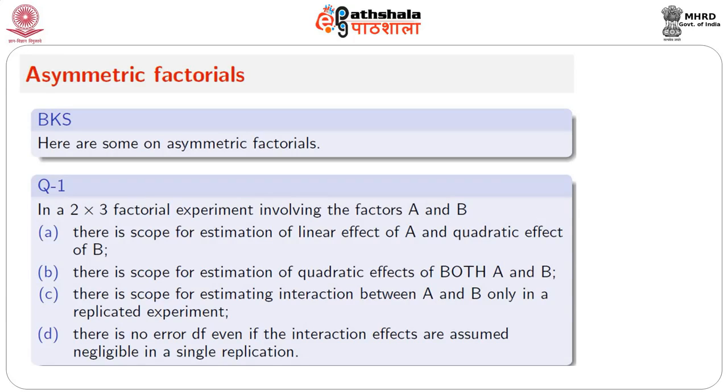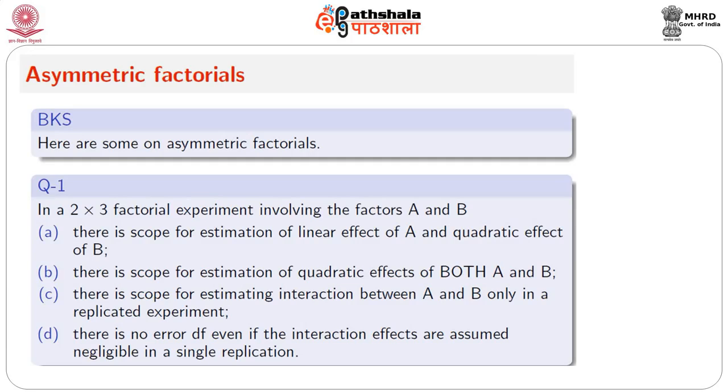When it says 2 cross 3 factorial experiment involving the factors A and B, that means A is at 2 levels and B is at 3 levels. Therefore, the levels of A are generally written as 0 and 1, and the levels of B are written as 0, 1 and 2. So it only shows that A has a linear effect, even if A may have higher order effects, but we are not in a position to find it, and B, at most we can go for a quadratic effect. For B it will be linear and quadratic, and for A it will be linear. If we are talking about crossing them, it will be linear cross linear, linear cross quadratic, that's it. That is what is happening here.